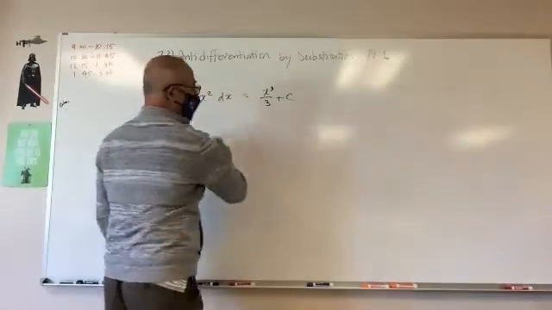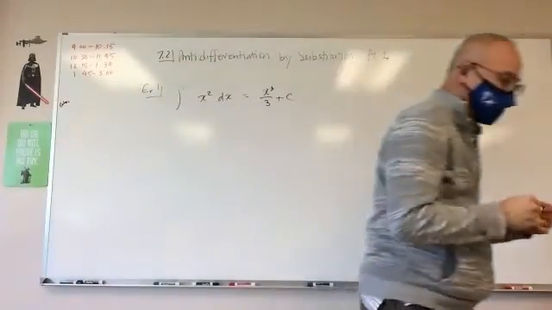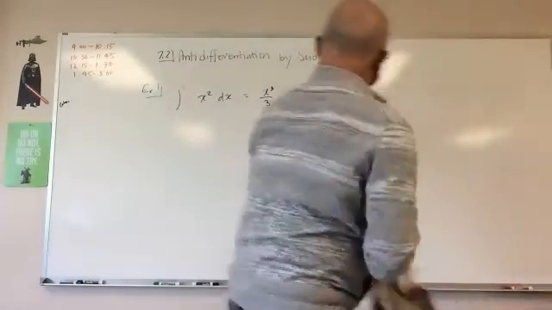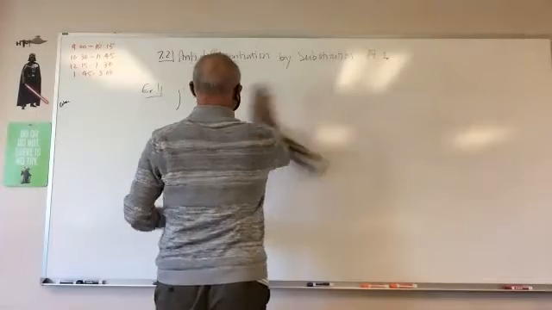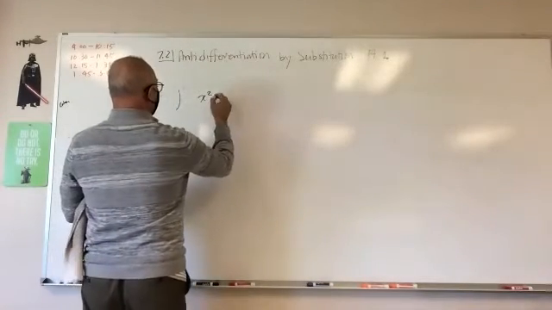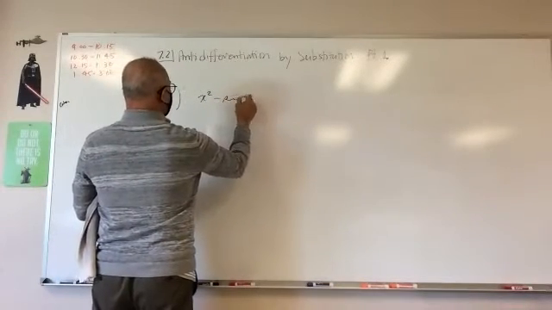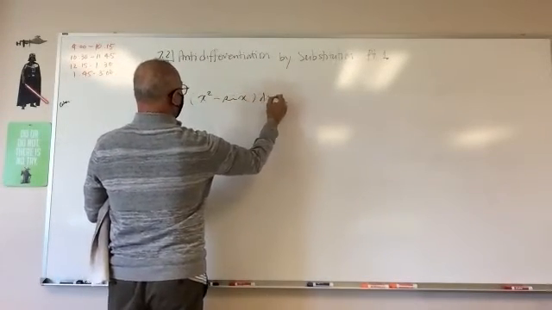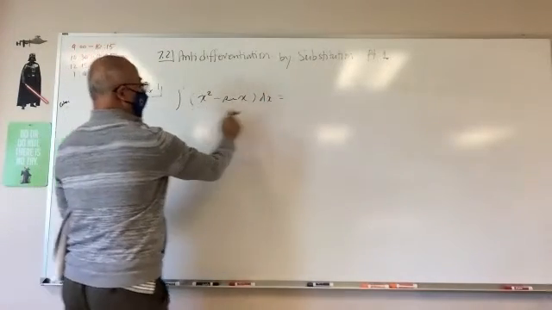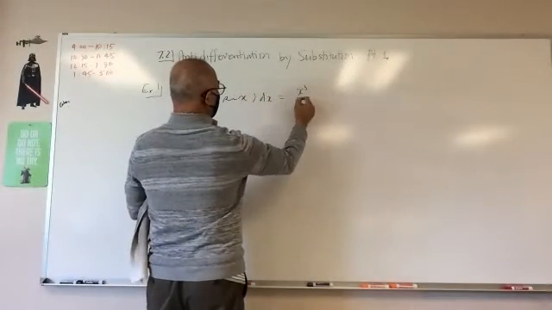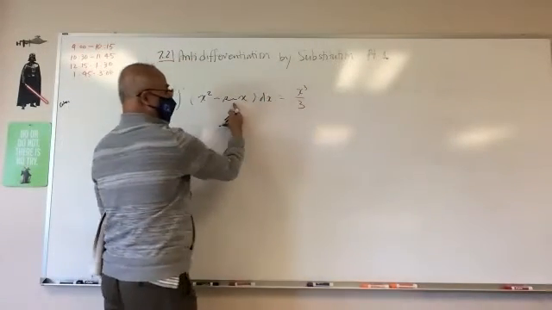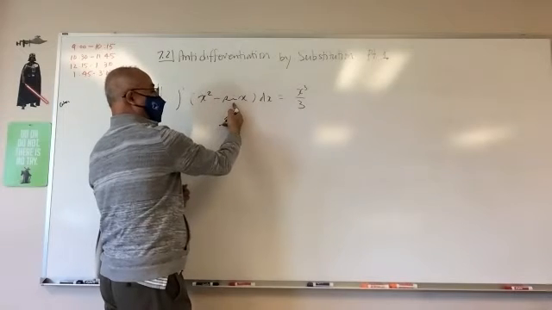Example number 1, we have x squared minus sine x. I have the integral of x squared minus sine x dx. So we're going to go nothing more than x cubed over 3. And what was the anti-differentiation of this?